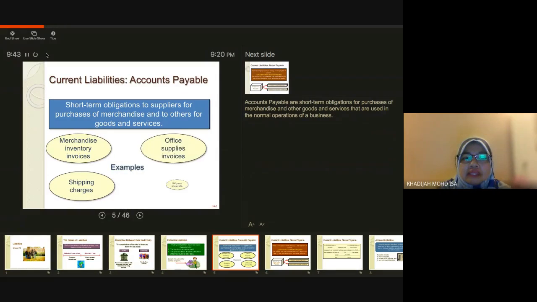More importantly, you have to understand that current liability, remember, is anything which is less than 1 year. So how do you come up with current liability? What we call accounts payable. It says that when you purchase from your supplier, for the purchase of your merchandise and others, for goods and services.